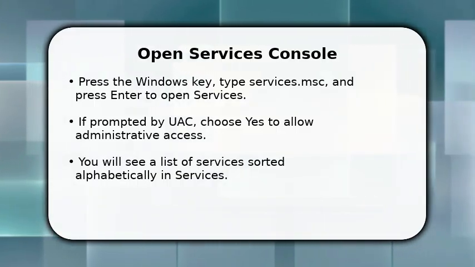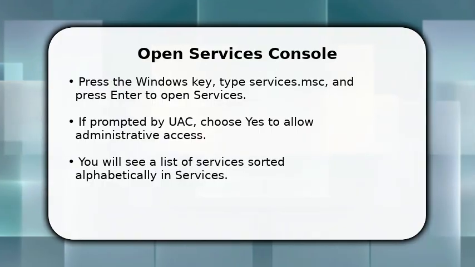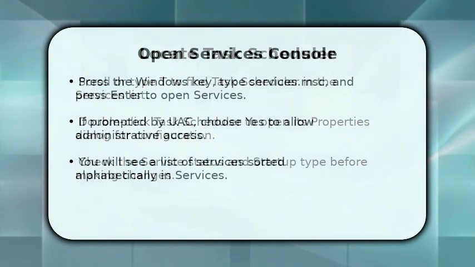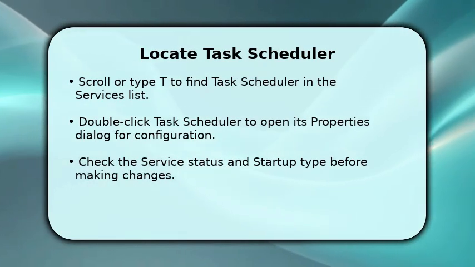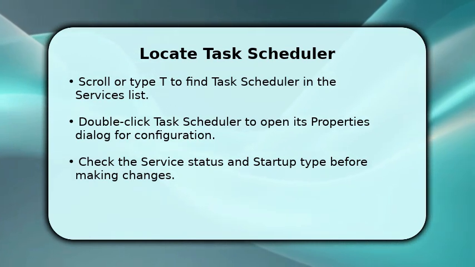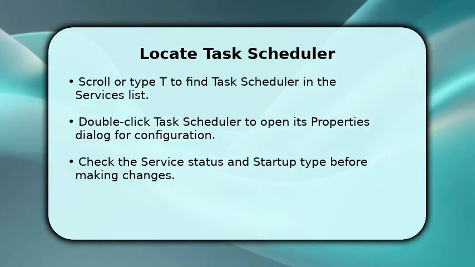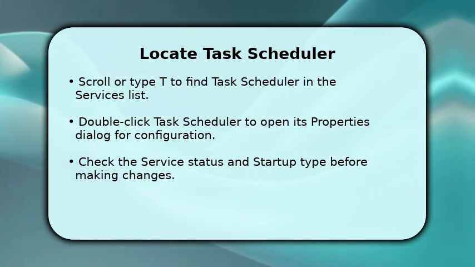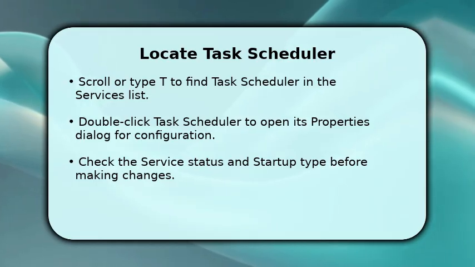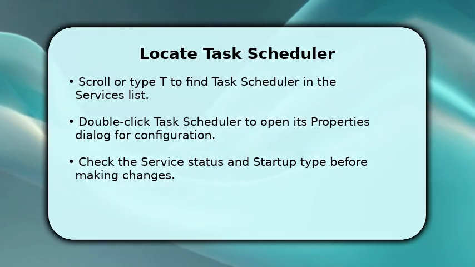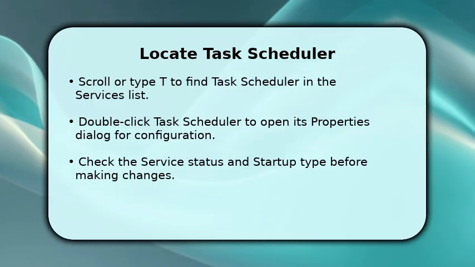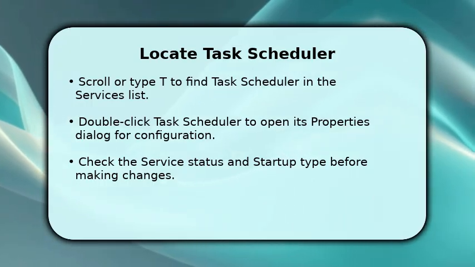You will use it to find the Task Scheduler service and to change its startup properties. Scroll through the list or press the T key to jump to services that begin with T. Locate Task Scheduler in the Services list and verify the service name column reads Task Scheduler. Double-click Task Scheduler to open its properties dialog for configuration and details.